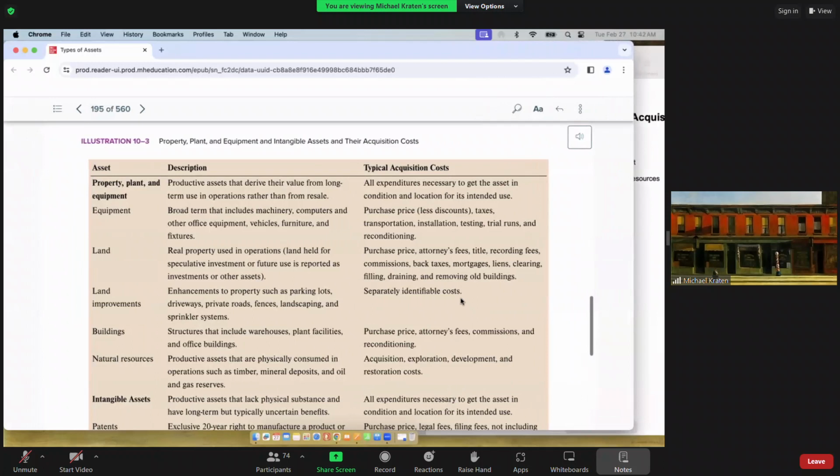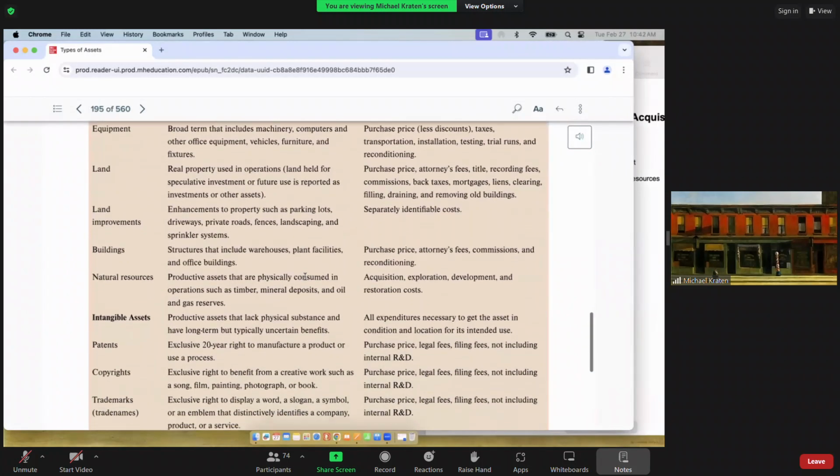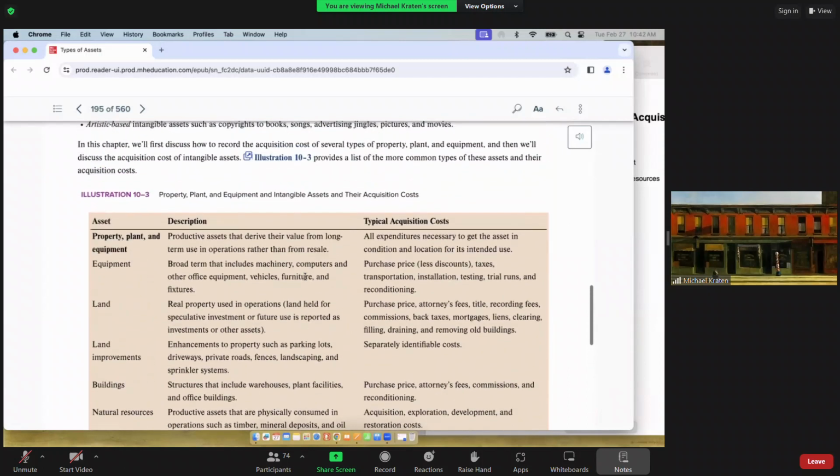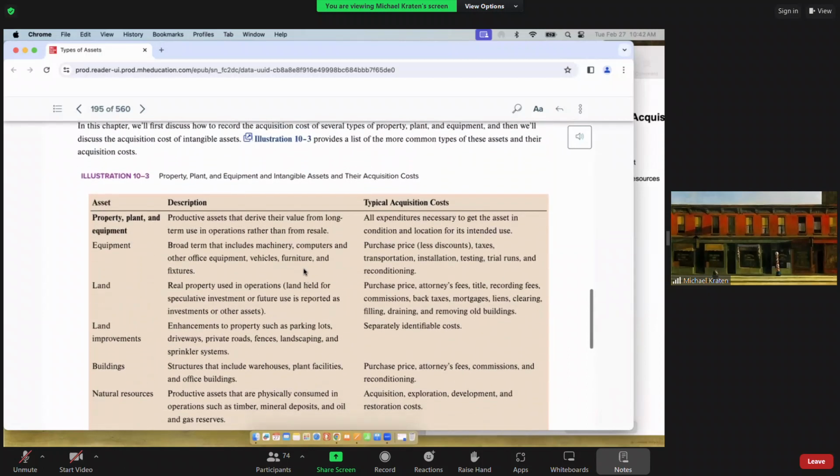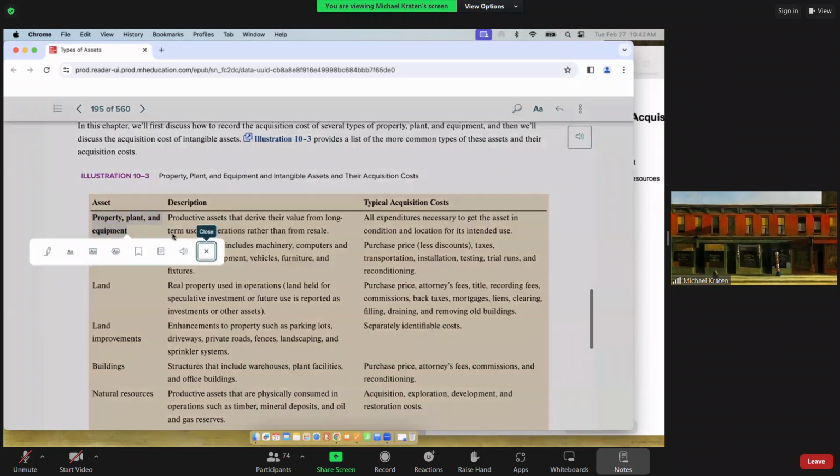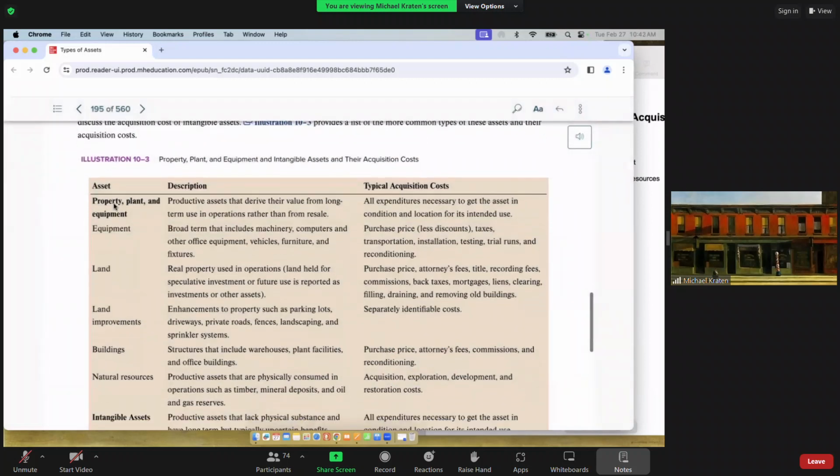Okay, what the textbook author does is list pretty much every imaginable type of long-term asset there is. And I won't go through each and every one of these. I think most of these are pretty self-explanatory. What are long-term assets in general?